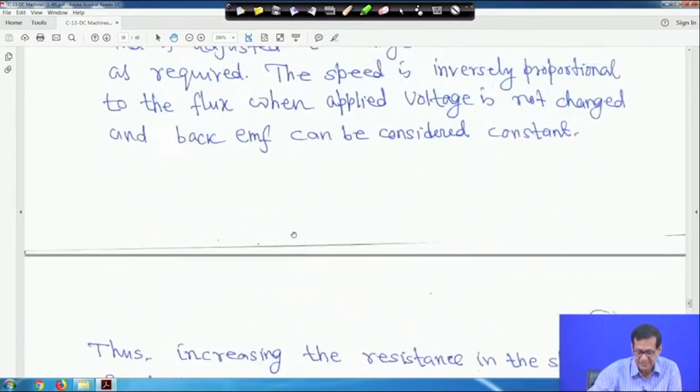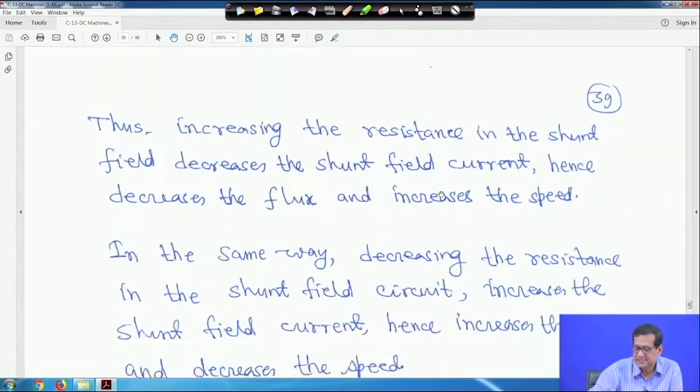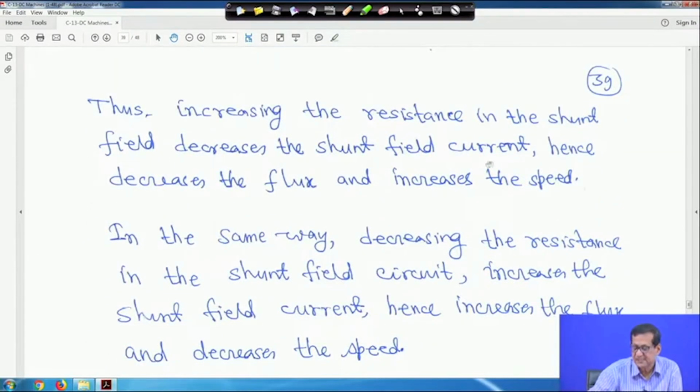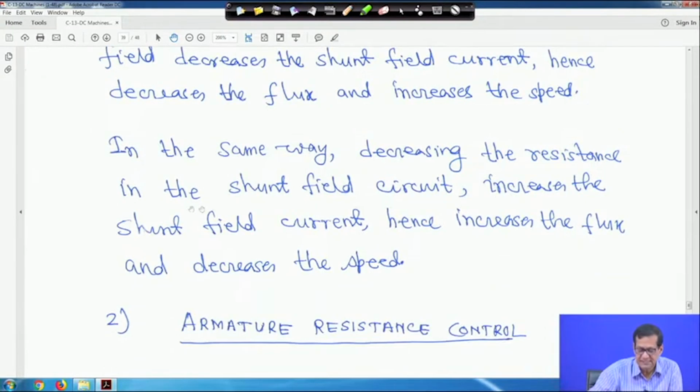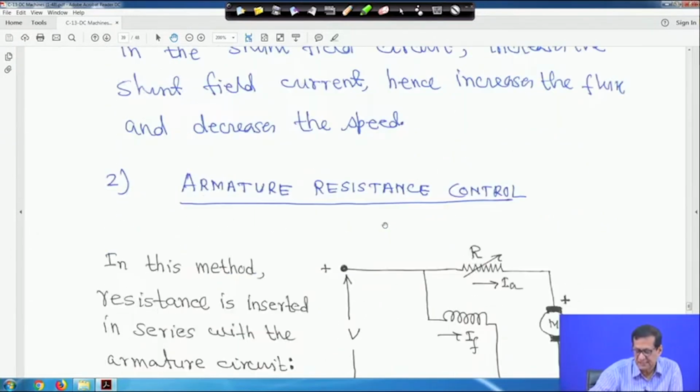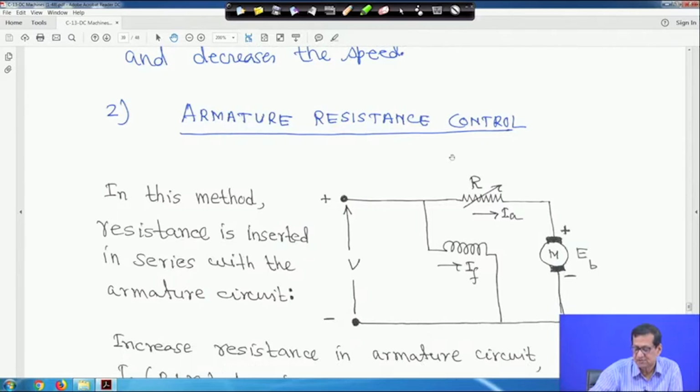Now, next is this: increasing the resistance in the shunt field decreases the shunt field current, hence decreases the flux and increases the speed, because speed is inversely proportional to flux. In the same way, decreasing the resistance in the shunt field circuit increases the shunt field current, hence increases the flux and decreases the speed, right.